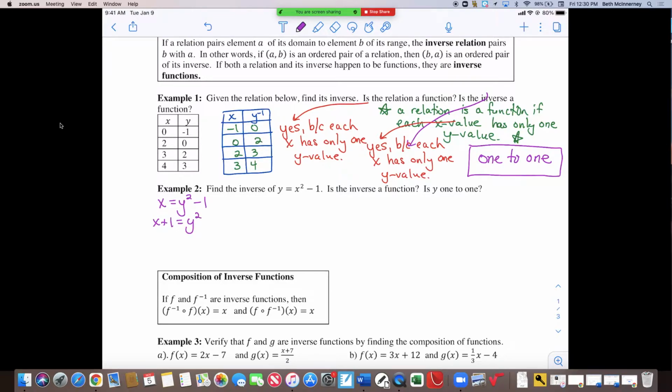And then how do you undo a square? Square root. Now the problem is when I square root, I need plus or minus. When I do a square root to both sides, we're going to learn this more in the next unit, but I'm going to write it now like this. Y inverse is plus or minus the square root of x plus 1.